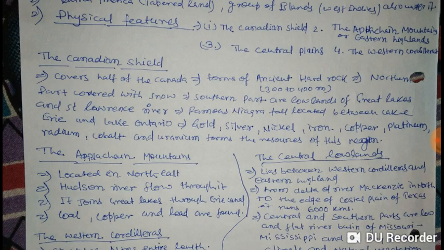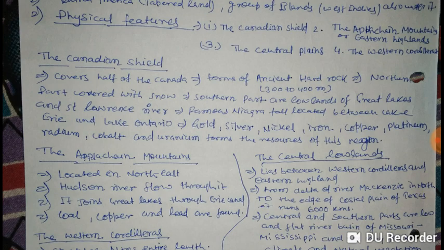First point is it covers half of Canada and is formed of ancient hard rock. This is very ancient hard rock, and the elevation is usually 300 to 400 meters. Next, the northern part of the Canadian Shield is covered with snow, and the southern parts are lowlands of the Great Lakes and St. Lawrence River, with the famous Niagara Falls located between Lake Erie and Lake Ontario.